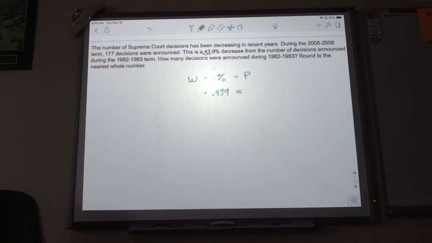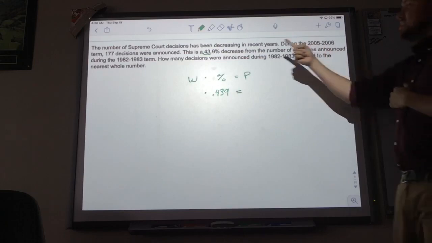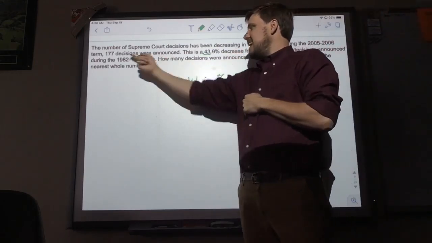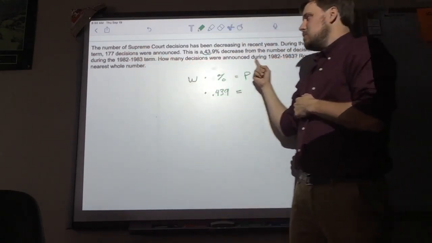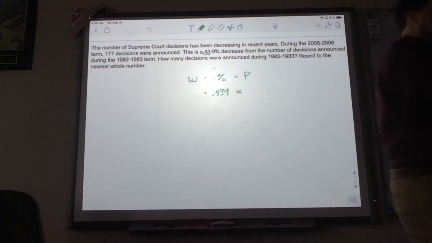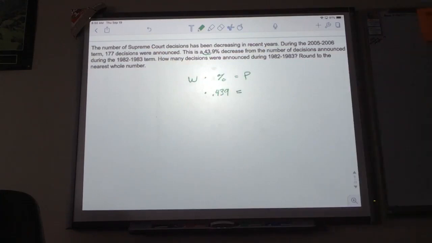Okay, that is the part. Because again, decreasing, we took it down to this. Okay, it was something bigger. We took it down to this. Okay, so we have part of it left over, and we're trying to figure out what the whole amount is. So divide both sides by 0.439. Need some help on this, calculators?